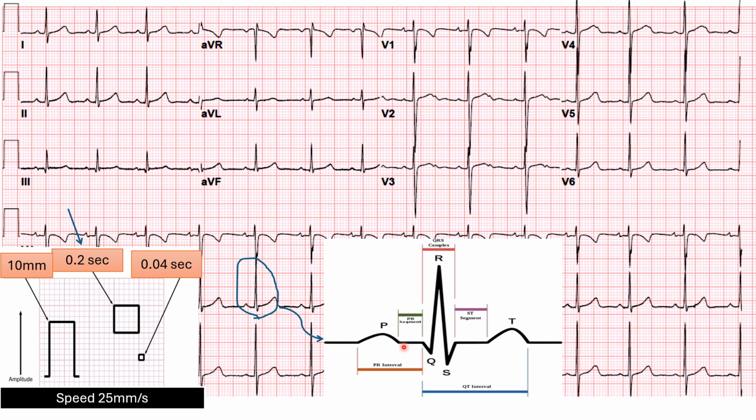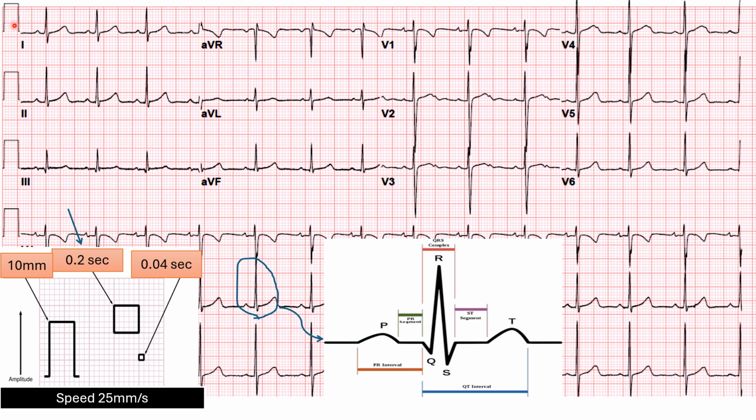P wave represents atrial depolarization. PR interval represents atrioventricular conduction, and the QRS complex represents ventricular depolarization. ST segment and T wave represent ventricular repolarization. The QT interval from the beginning of the Q to the end of the T means the duration of ventricular depolarization and ventricular repolarization. When we look at the 12-lead ECG, we look at the rhythm leads in the bottom to look at the rhythm and rate.